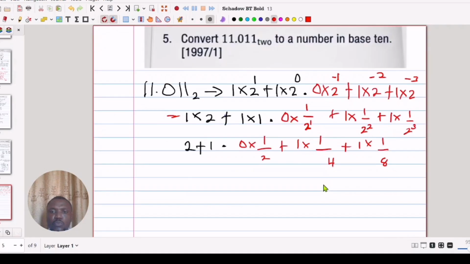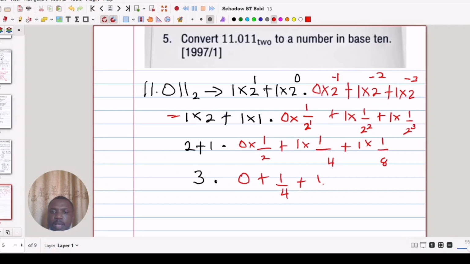Now, what is 2 plus 1? 2 plus 1 is 3. Don't forget your point. Then you come to the decimal part. 0 times half, that will be 0. Plus 1 times 1 over 4, that will be 1 over 4. Plus 1 times 1 over 8, that will be 1 over 8.